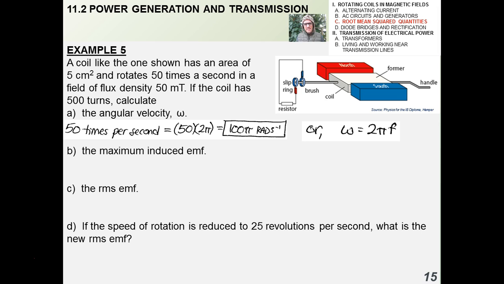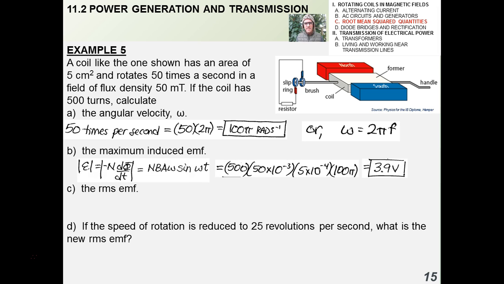Angular velocity, that's easy. It's 100 pi radians per second, as it was before. We've already done this previously. How about maximum induced EMF? Well, that's going to be NBA times omega, because that's when the sine function is equal to 1. So I got 3.9 volts.